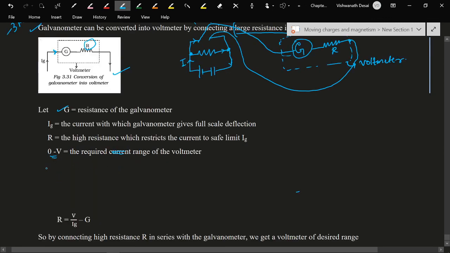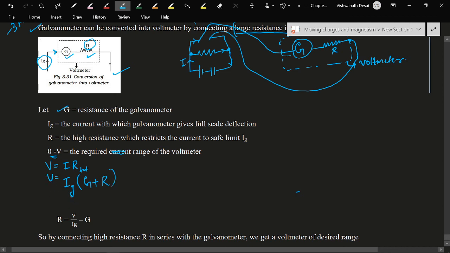Now I will apply Ohm's law. According to Ohm's law, the voltage across the circuit is equal to the total current passed through the total resistance in the circuit. But what is the total resistance in a circuit? Where G is the galvanometer resistance and R is the resistance to be connected to convert it into a voltmeter, the total resistance is G plus R, right? I will write the current flowing through the circuit is Ig we have taken, and the total resistance is G plus R.